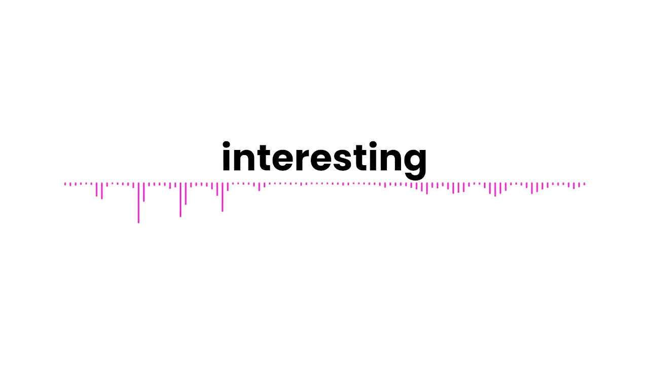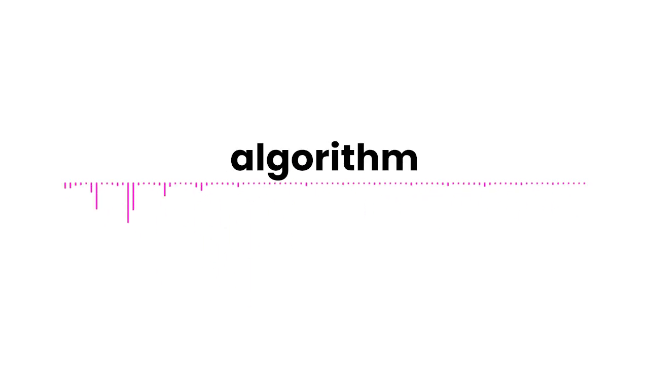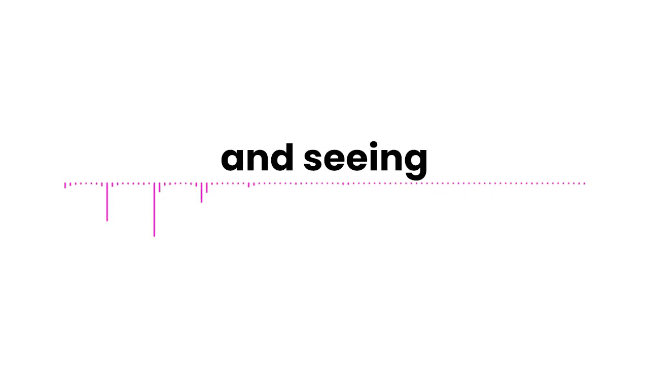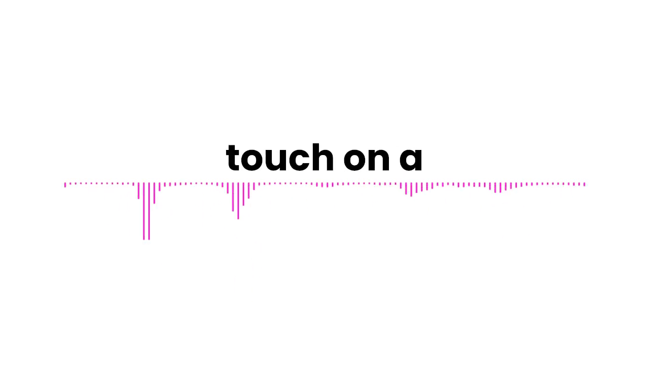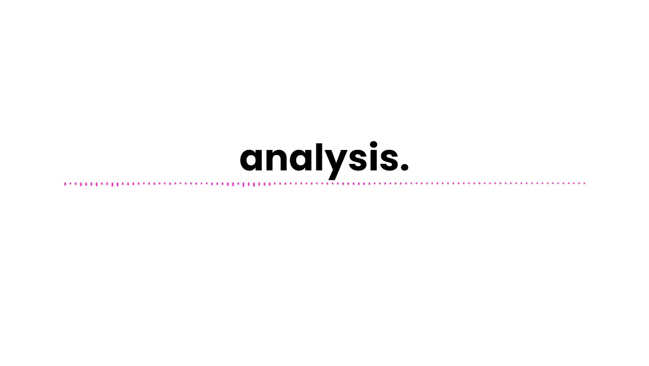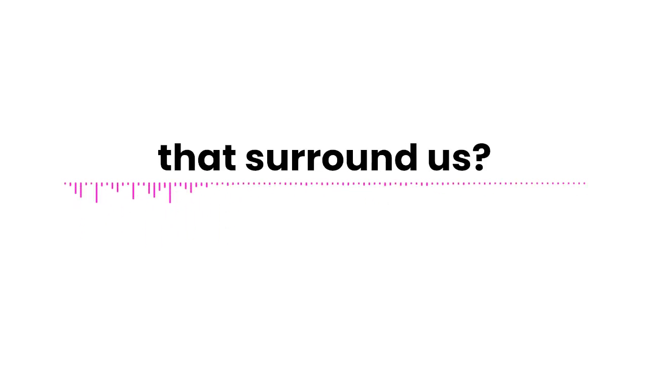Well, we covered some really interesting ground in this deep dive, from searching and pathfinding to optimizing costs, managing dependencies, and even maximizing flow. I feel like I've leveled up my graph algorithm knowledge significantly. You've done a great job grasping the core concepts and seeing how these algorithms can be applied to a variety of challenges. But before we wrap up, let's touch on a couple more fascinating areas that highlight the versatility of graph algorithms in network analysis. Okay, I'm ready for more. What else can these powerful algorithms reveal about the networks that surround us?